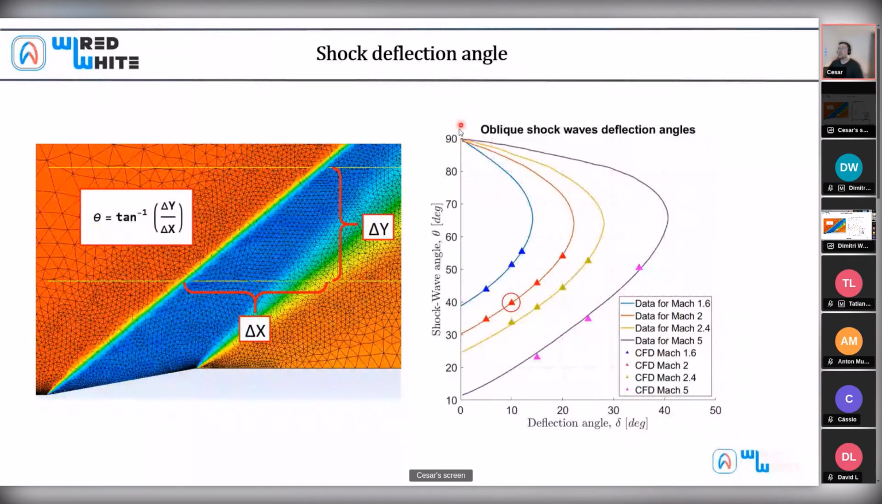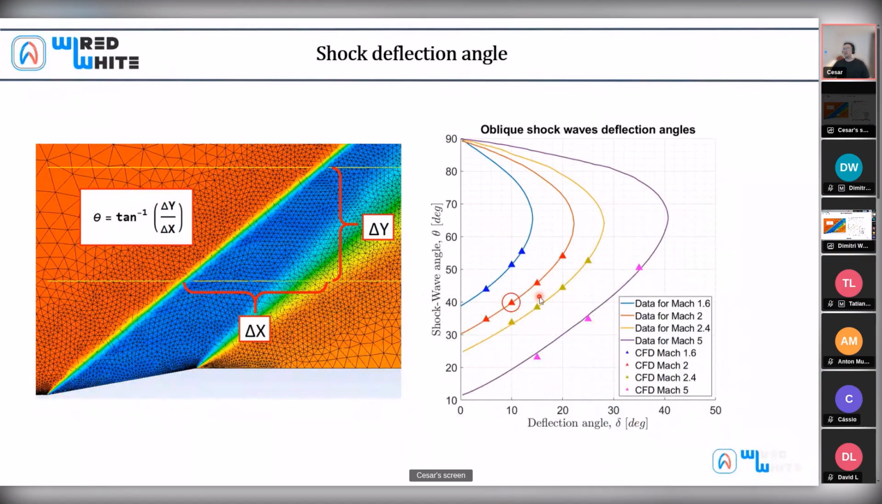So for this case, we have solved only one case. This is the case that we have displayed before. So for a case of 10 degrees deflection angle, Mach equal to 2, we will have a shock angle of 40. But if we do different CFDs in different conditions, and then we compare with the analytical solutions, what we see is that there is a really good agreement, really good match between theory and numerical methods.